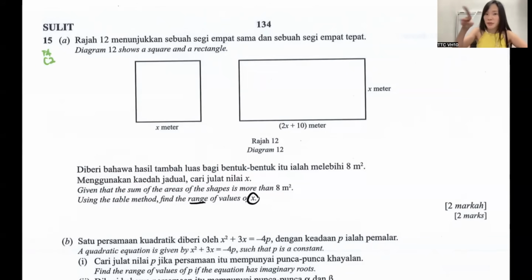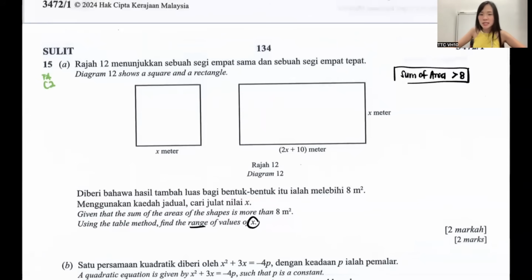Range, your answer definitely has a bigger or smaller sign. How do I do it? First thing, they only give you one thing. They say, given the sum of the area is more than 8. I think this is the only information you guys have. So I think it's definitely using this. So sum of the area. How do I find area? Sum, it means total.